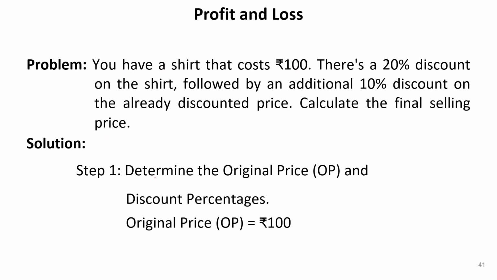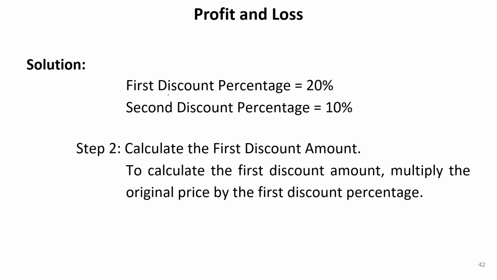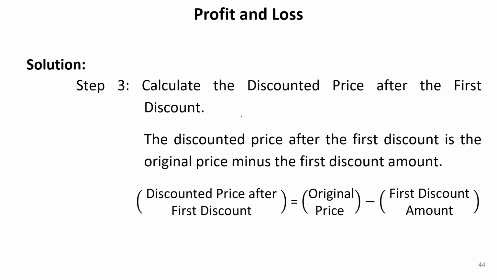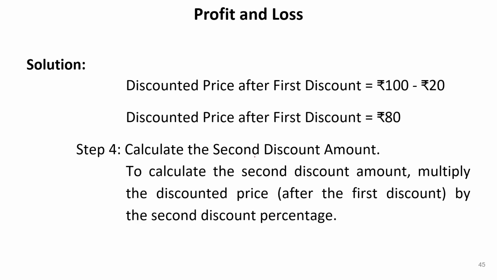Okay, so determining the original price, that is OP, original price is equal to 100, right? So first discount percentage is 20, right? The second discount percentage is 10%. So calculate the first discount amount. To calculate the first discount amount, we use this formula, that is original price into first discount in percentage is equal to 100 into 0.2 is equal to 20 rupees. So calculating the discounted price after the first discount. Okay, so discounted price after the first discount is original price minus first discount amount, which is equal to 100 minus 20 is equal to what, 80, right?